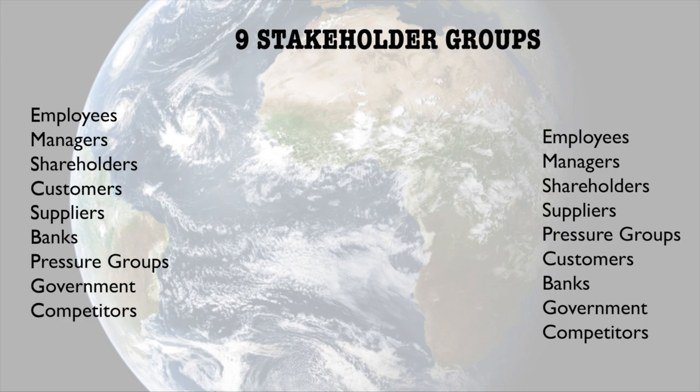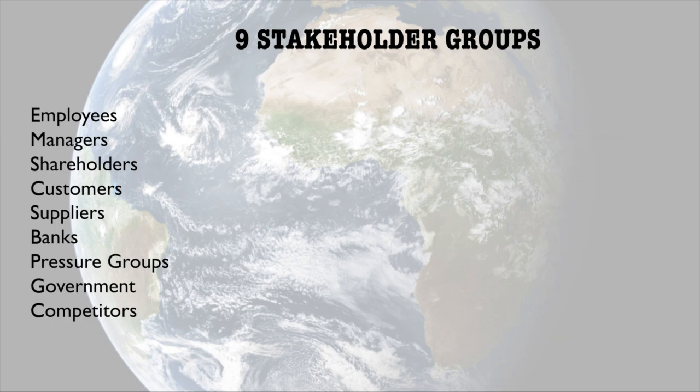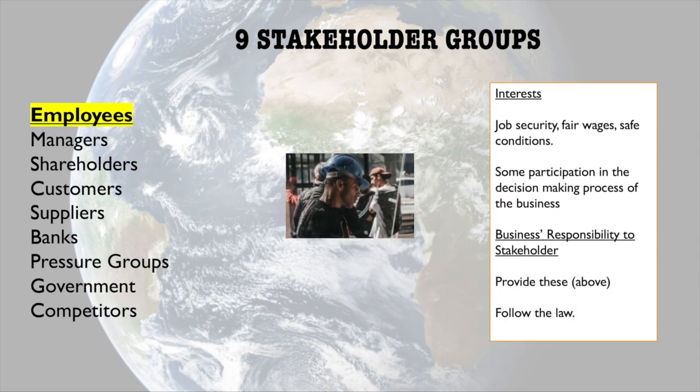So let's talk about these groups real quick because each one of them has their own interest. So first, our employees. It's natural to expect that they want job security, fair wages, safe working conditions. They also might want some participation in the decision-making process of the business. The business's responsibility to those stakeholders is essentially to provide these to them and follow the law. We're going to notice a pattern here.